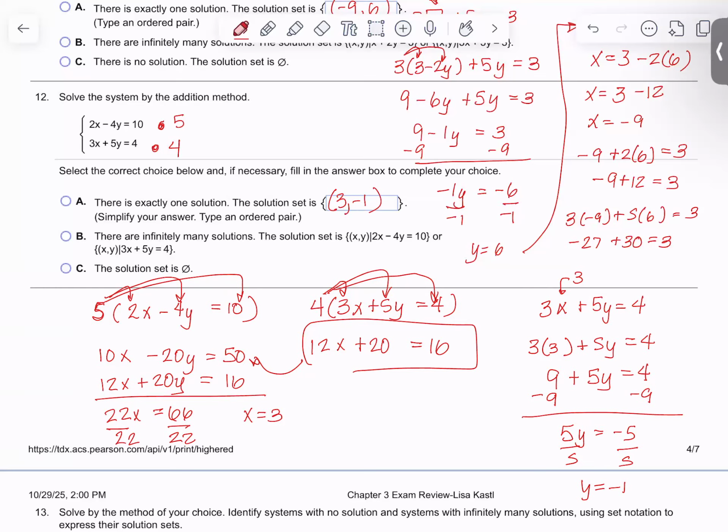I would definitely check that because, as I saw on the previous problem, if I hadn't checked it, I would have got it incorrect. So I'm just going to do a quick plug-in up here at the top. I have 2 times 3 minus 4 times -1. Is that equal to 10? Well, that's 6 plus 4, so that is 10. Do it in the second equation. Is that 4? Well, 9 minus 5 is 4, so it does check. That is the solution.